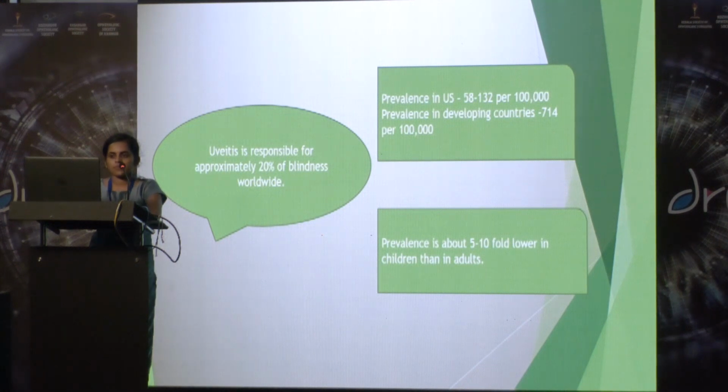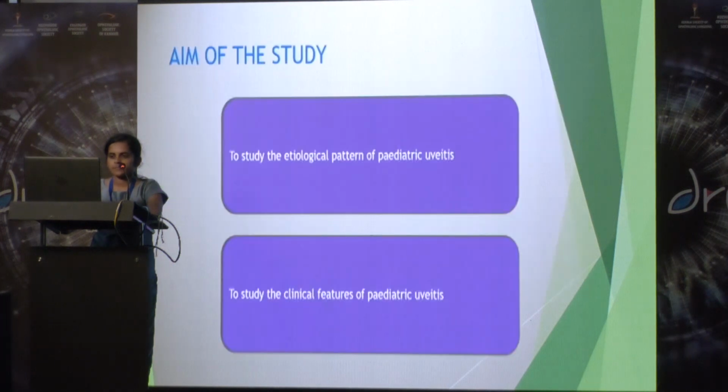Uveitis is responsible for approximately 20% of blindness worldwide, and the prevalence in developing countries is more compared to developed countries, and the prevalence is about 5 to 10-fold lower in children than in adults. The aim of my study is to study the etiological pattern of pediatric uveitis and to study the clinical features.